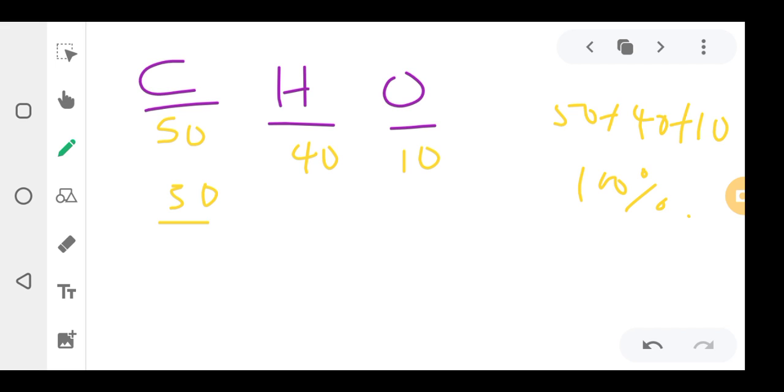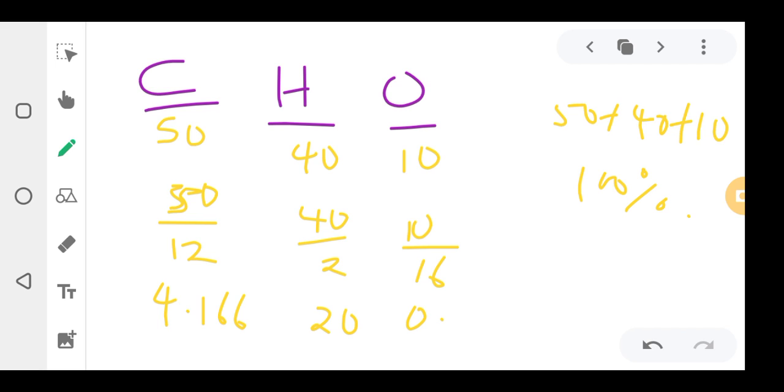So you divide those percentages by the mass numbers of the elements. What's the mass number of carbon? 12. Hydrogen? 2. Oxygen? 16. You get those mass numbers from the periodic table. What is 50 divided by 12? It is 4.166. 40 divided by 2 is 20. 10 divided by 16 is 0.625.